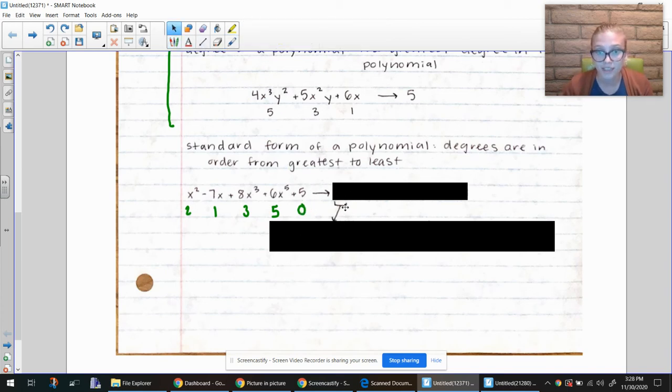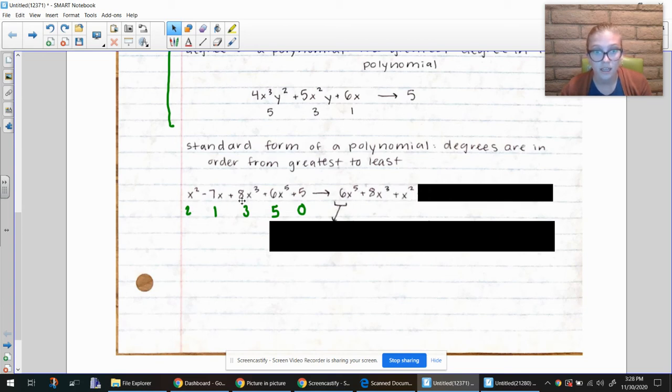Now we need to rewrite this to put these in the correct order. So 6x to the fifth is going to come first because it has a degree of 5. Then 8x to the third. Then x squared. Then negative 7x. Then 5. So this is now in standard form, and the degree of this whole thing is 5 because that is the biggest exponent or the biggest degree of a monomial.